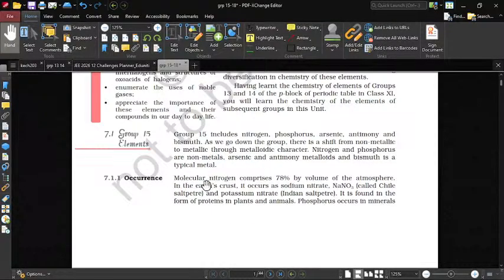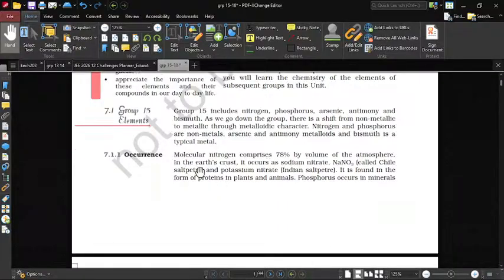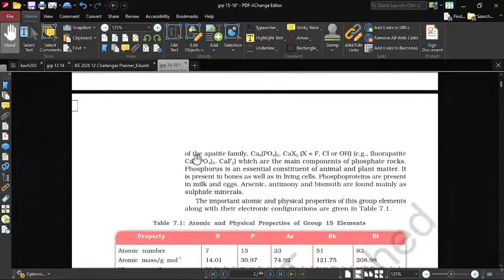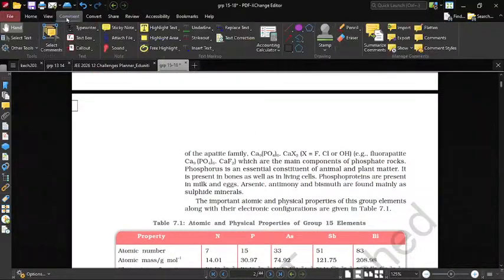Occurrence: molecular nitrogen comprises 78% by volume of the atmosphere. In the Earth's crust, it occurs as sodium nitrate (NaNO3) called Chile saltpeter and potassium nitrate, Indian saltpeter. It is found in the form of proteins in plants and animals. Phosphorus occurs in minerals of apatite family. Okay, apatite family. ये मैं हमेशा भूल जाता हूँ. Minerals of apatite family.